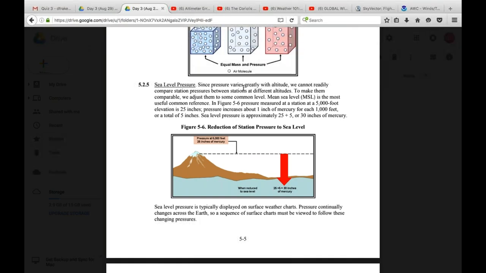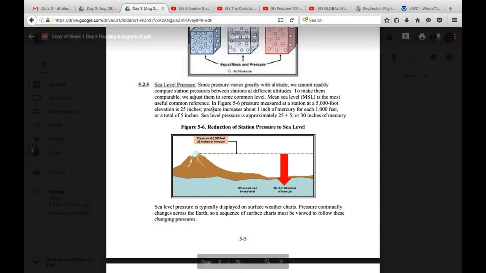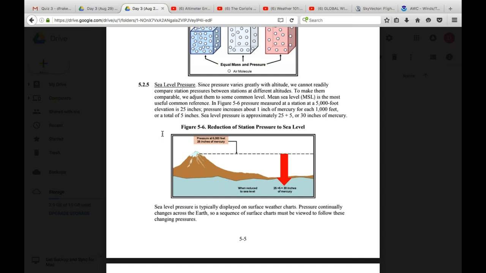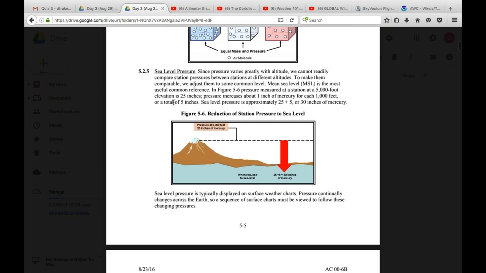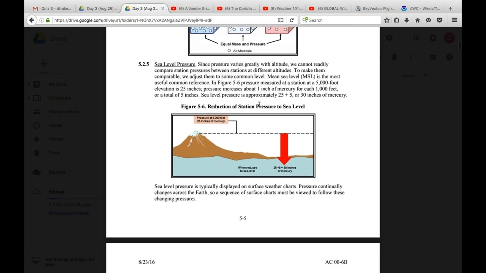Sea level pressure. Since pressure varies greatly with altitude, we cannot readily compare station pressure between stations at different altitudes. To make them comparable, we adjust them to some common level. Mean sea level is the most useful common reference. In this figure here, pressure measured at a station at a 5,000 foot elevation is 25 inches. Pressure increases 1 inch of mercury per 1,000 feet, or a total of 5 inches. Sea level pressure is approximately 25 plus 5, or 30 inches of mercury. So that's just giving you a standard unit of pressure increase.